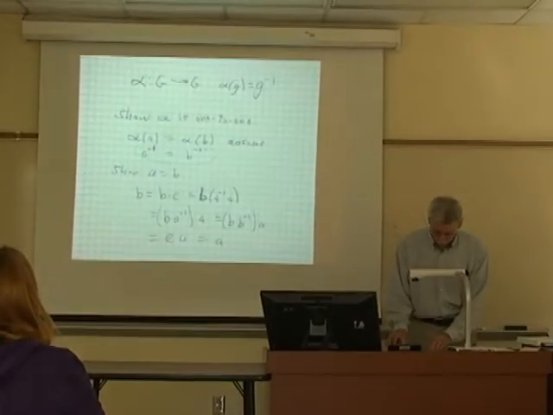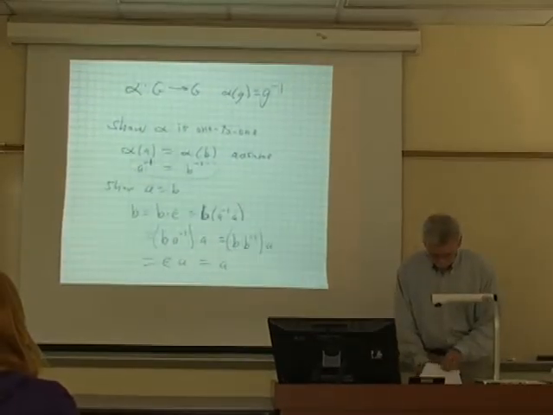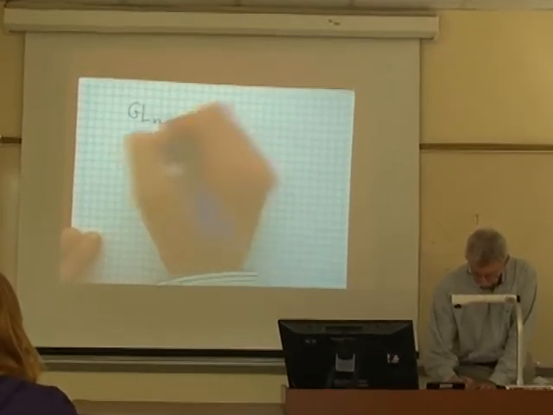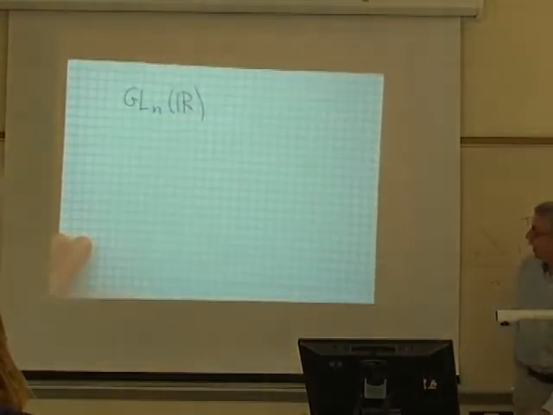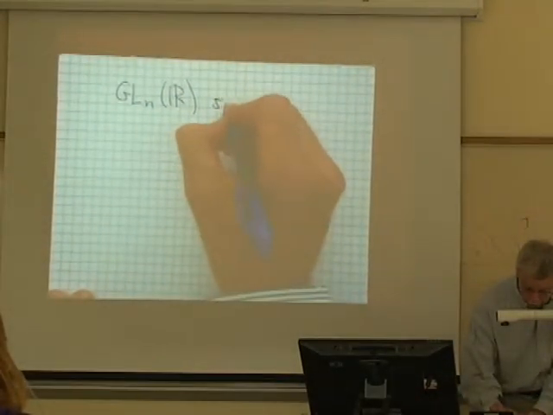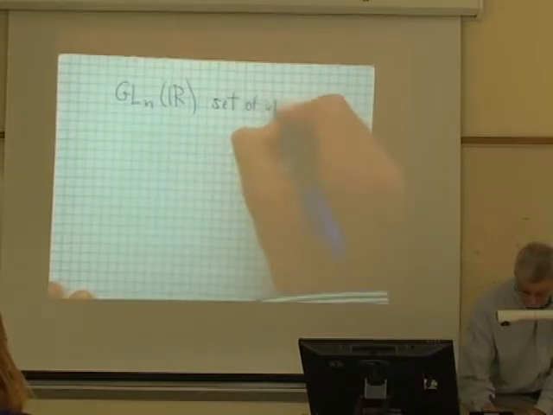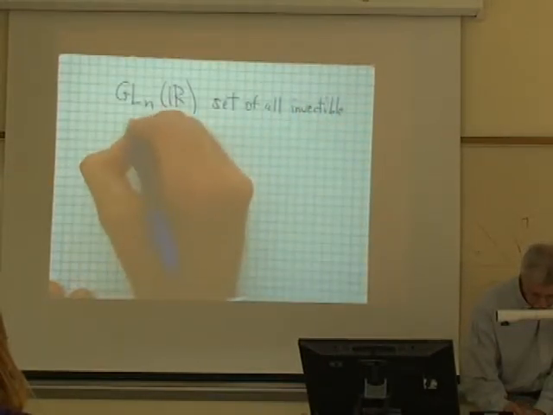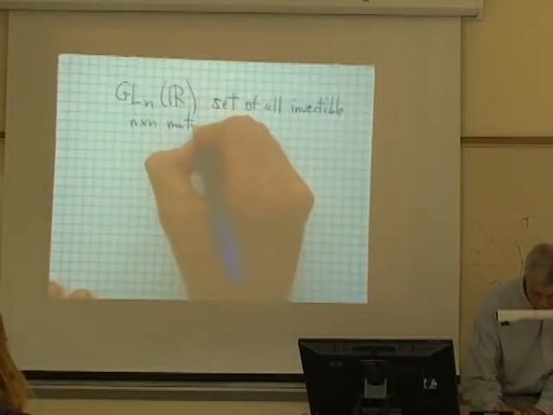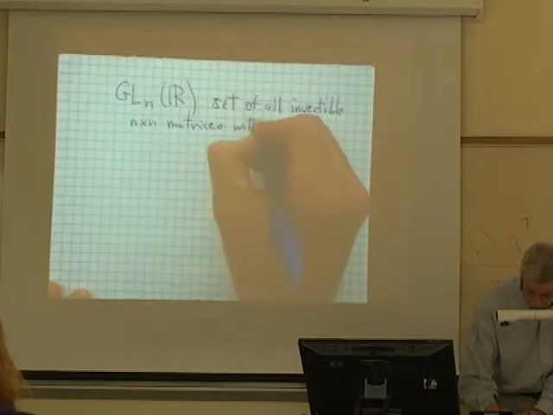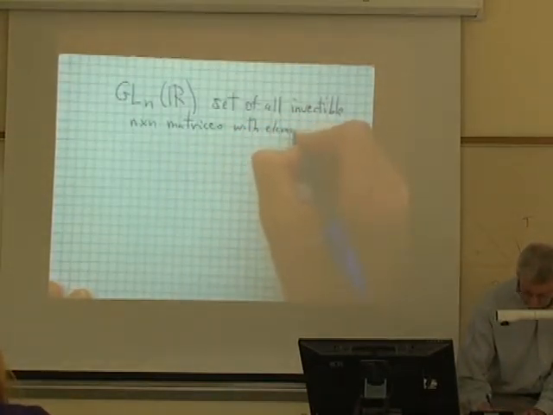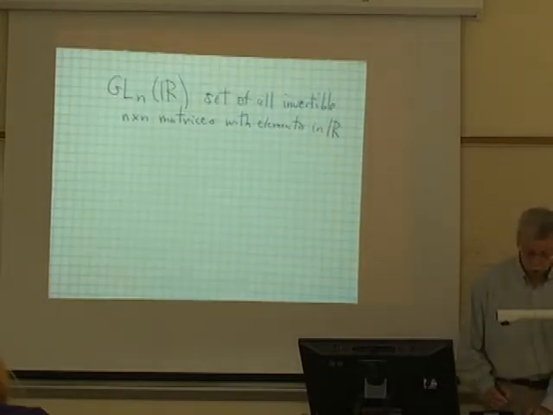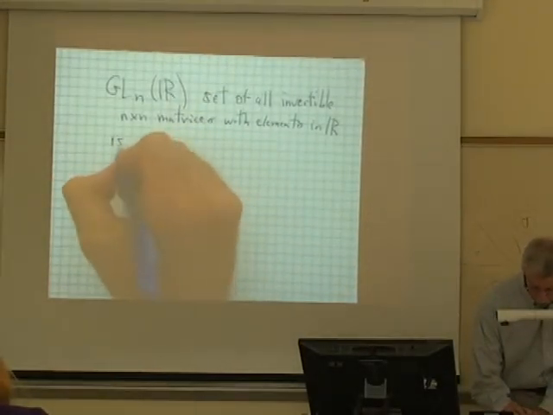So now we'll move on to more subgroups with the general linear group. First remember that we stated this somewhere earlier. This is the set of all invertible n by n matrices with elements in R. And we showed explicitly, for at least the 2 by 2 case, but it works in all cases, this is a group with matrix multiplication as the operation.